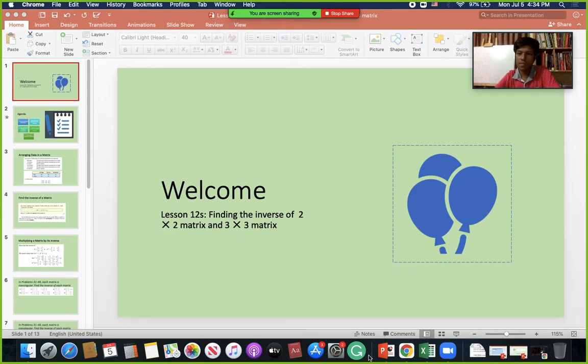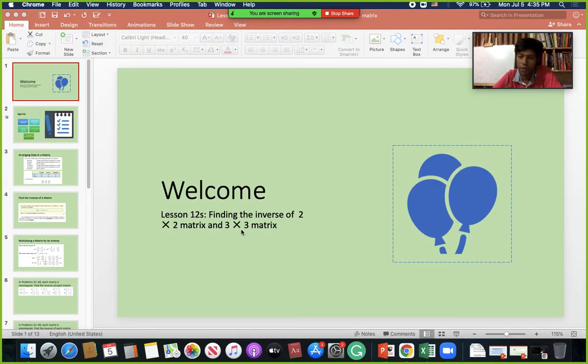So this is about finding inverse matrix. In our last class we discussed a bit about finding the inverse matrix for 2 by 2, but today we will discuss 3 by 3. Also we will look at the application of the 3 by 3 matrix inverse.